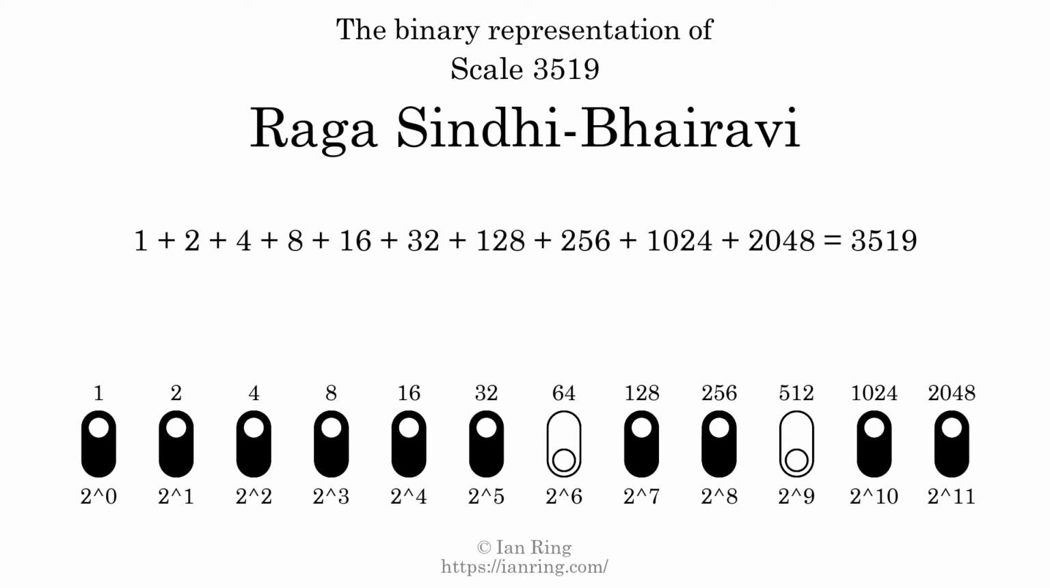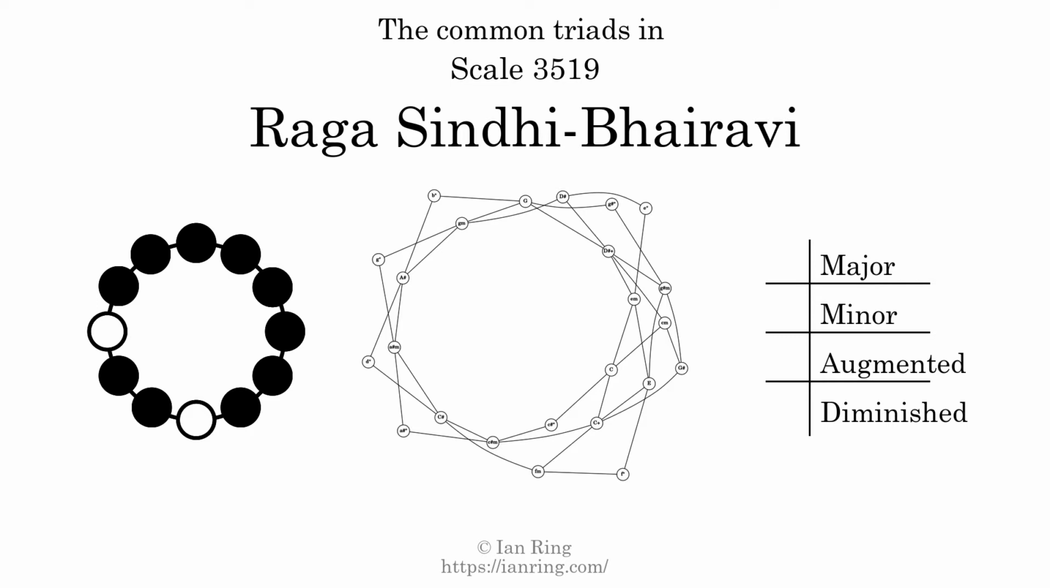3519. The scale number not only enumerates the scale with a unique index, but it also literally describes the tonal content of the scale. Represented as a binary number in base 2, the scale number is 11011011111. Here are the common triads present in this scale.